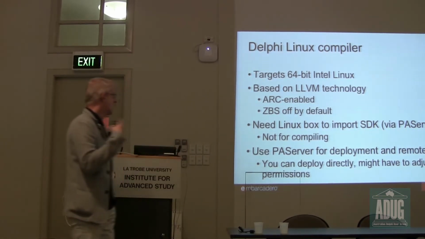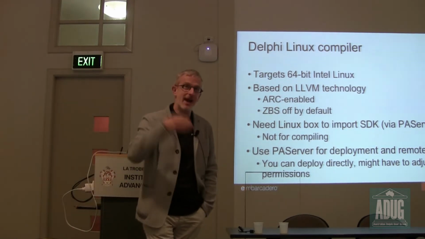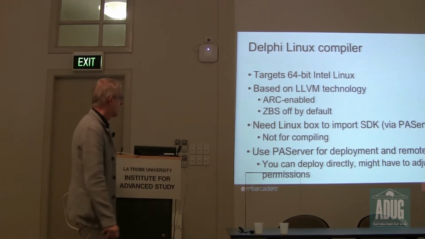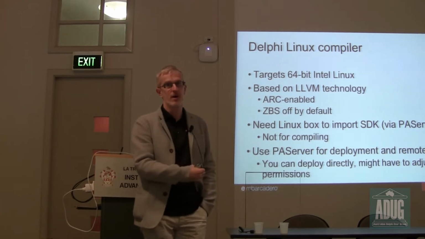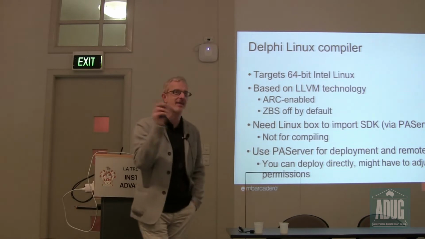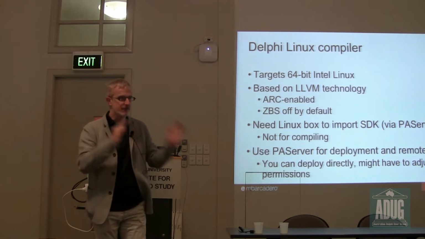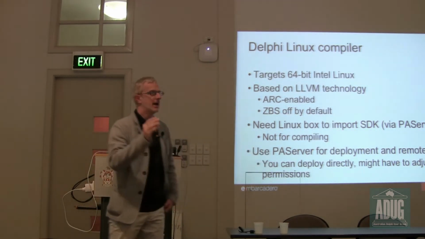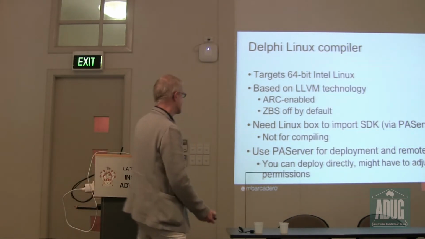ARC enabled. You need a Linux box to import the SDK. Some of the headers are built from the physical machine, but not for compiling. You can actually compile on the Windows platform. That's a big difference compared to some of the other cross-compilation tools that need the platform for compiling. I mean, for us, the Delphi compiler is a Windows application running on Windows. And then it spits out Linux, iOS, Android, basically.